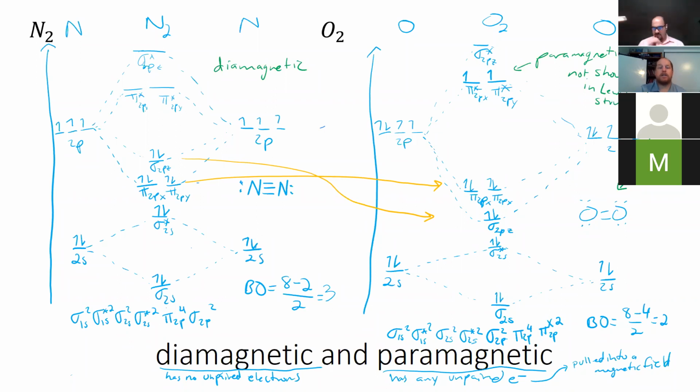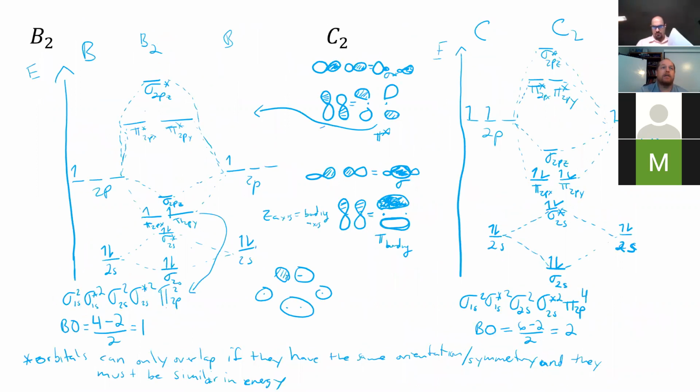Remember that the Lewis structure is showing molecules based on the localized electron bonding model, so it's not showing the magnetic and electronic properties of the molecules. If we go back up and look at boron and carbon, notice boron has 2 unpaired electrons, so that would be paramagnetic, whereas carbon would be diamagnetic.